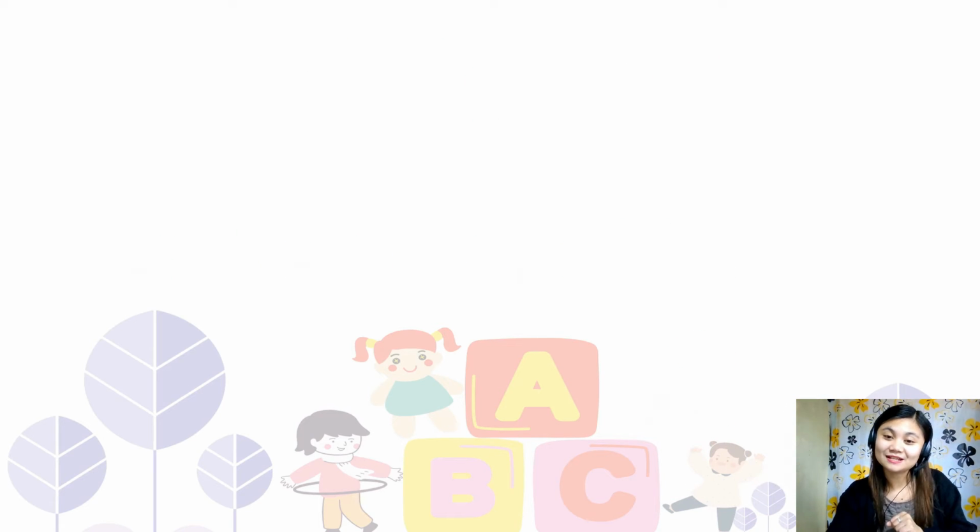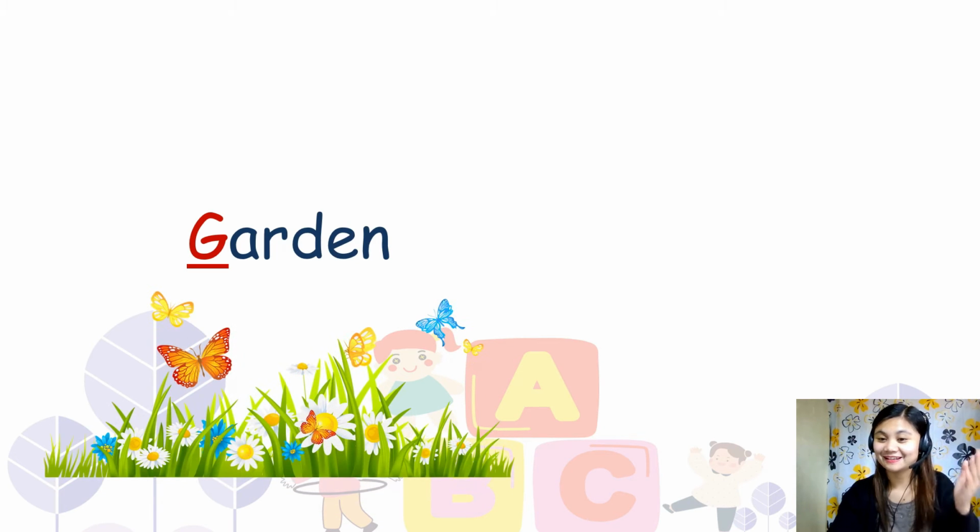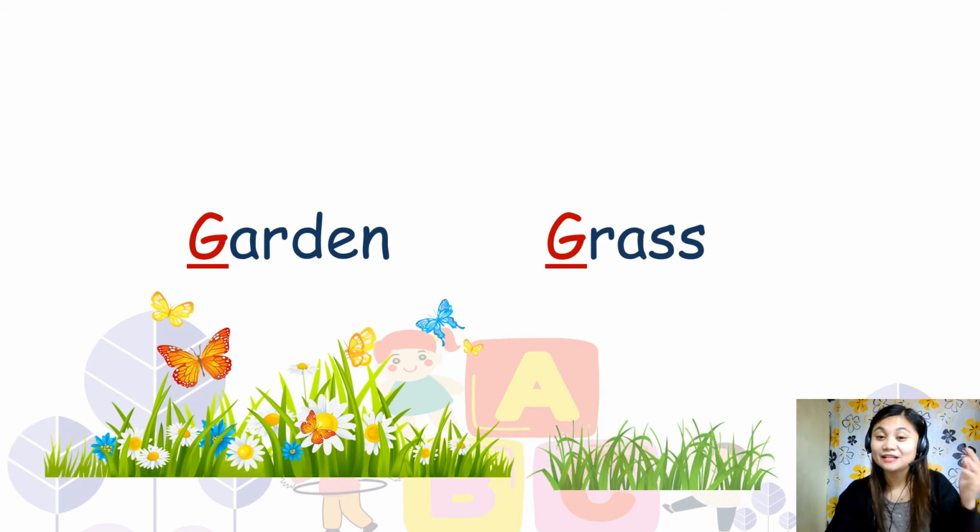And here, class, let's try to learn this one. Let's say it together. G, G, garden. Okay, yes, that's perfect. Let's say it. G, G, garden. Okay, yes, that's right. Let's say it. Garden. Very good. How about this one?